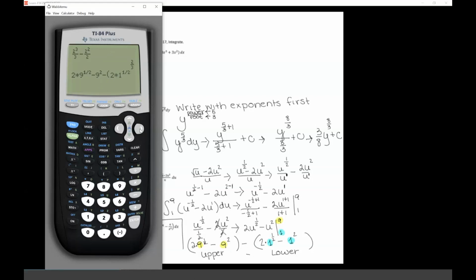Okay, so 2 times 1 to the 1/2 minus 1 squared. Yes, I know you could do that in your head, but I'm just showing you can type it in the way it looks. Okay, and I got negative 76. Now, they did not ask me to interpret this as an area. They just asked me to evaluate the integral. All right, so that is a valid value. Okay.